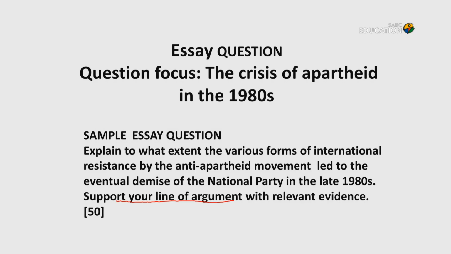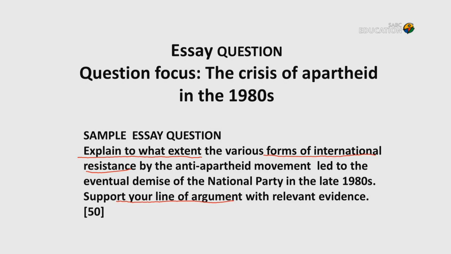Now, as I have said in the beginning, 1, you have to explain to what extent. Remember, you have to take a particular stance when you write an essay, whether to a lesser extent or to no extent or to a more extent. You have to take a line of position to say, I'm agreeing or I'm disagreeing to this level. Then you need to look at various forms. That's what the question wants. The various forms of international resistance, as to how they led to the fall of apartheid in the 1980s.